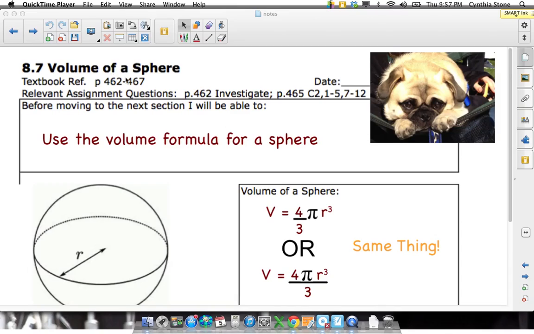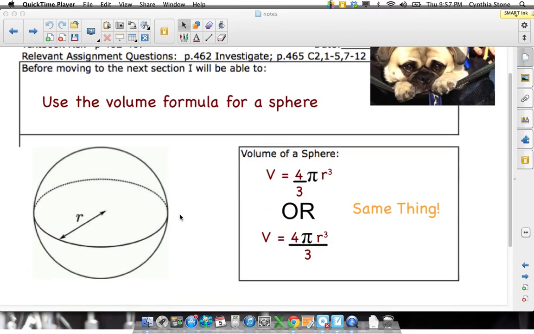So I'm going to teach you a new formula for volume of a sphere. It's on your formula sheet. You've already got it written down. And our goal today is to use that formula. Okay? So here's the formula, 4/3 pi r cubed. You could write it this way, 4 pi r cubed divided by 3. Both of these mean the same thing.